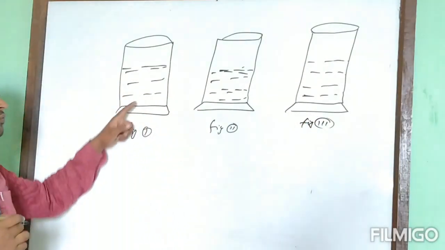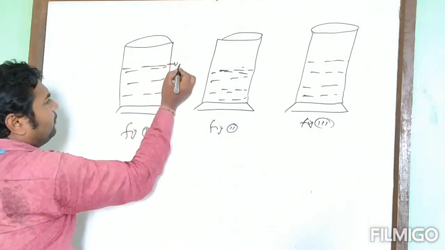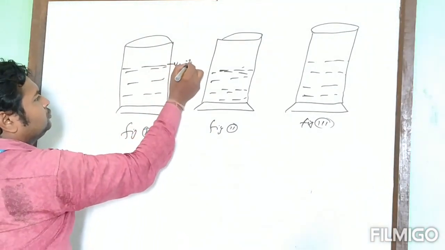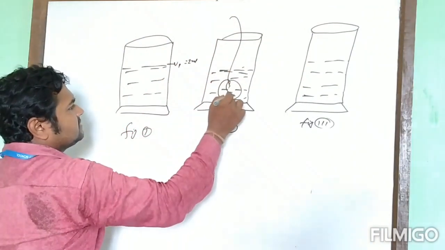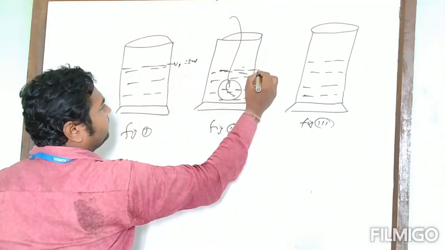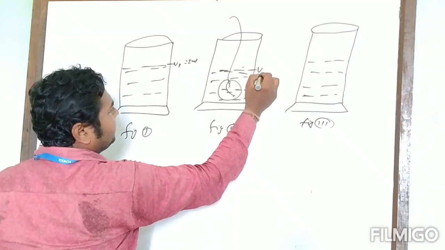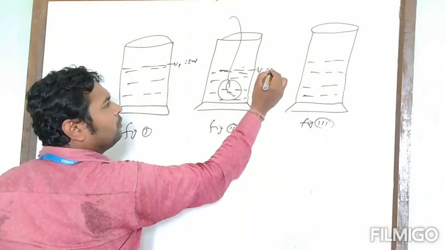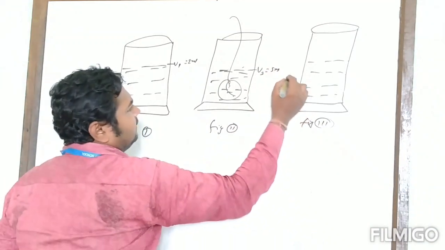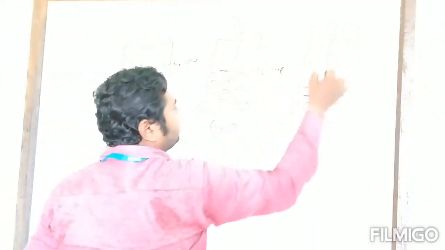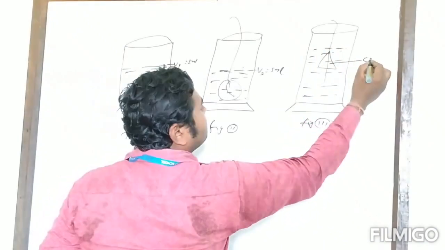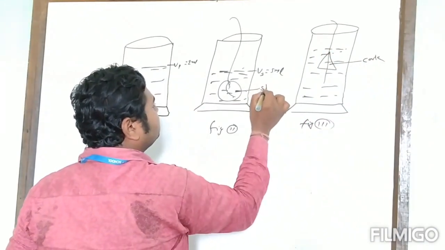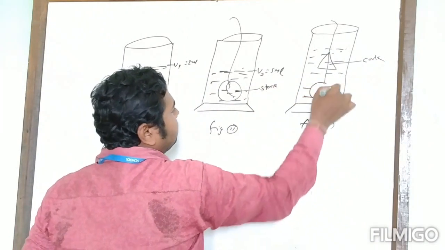Look at the page. The initial level, V1, is equal to 2 ml. When you keep these stones, its level becomes how much? V3 becomes now 5 ml, and when you keep it with the cork, this is the cork and this is the stone. Yes, stones.